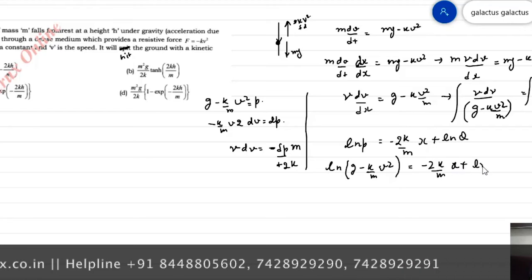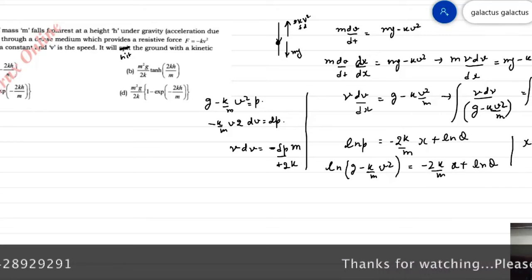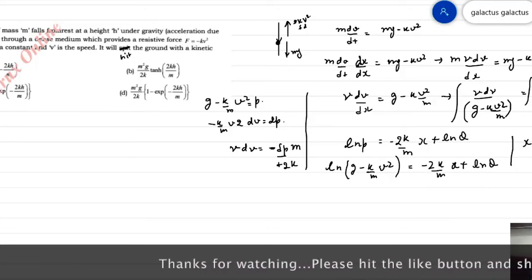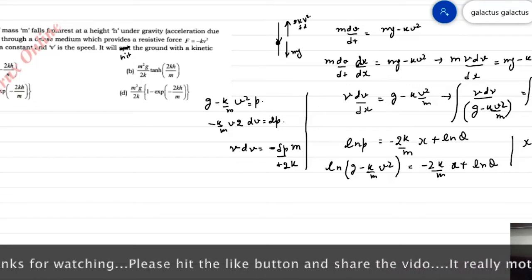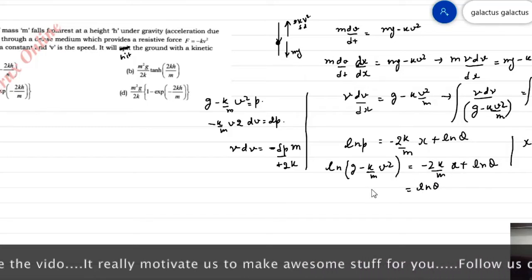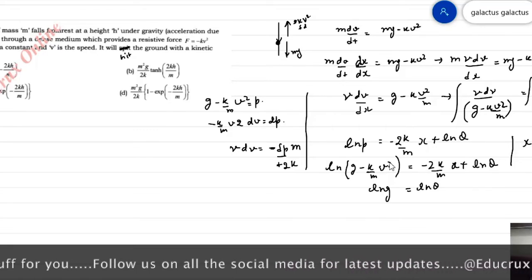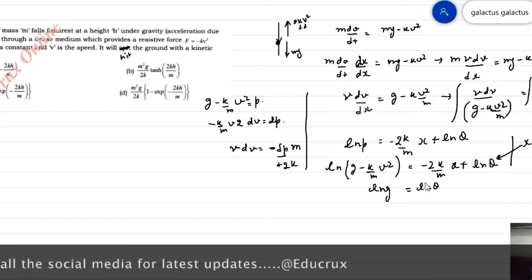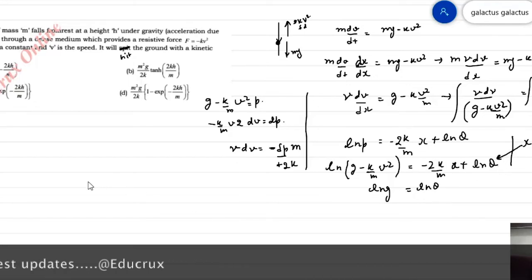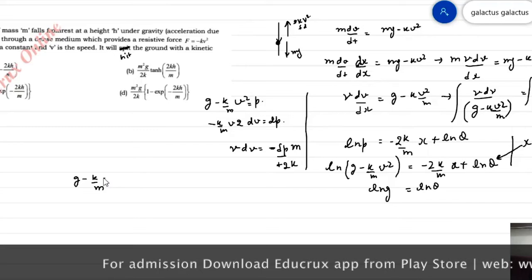So g minus k by m v square is equal to minus 2k by m x plus ln q. So if I now use the initial condition that at x is equal to 0, velocity is 0, that is at the initial point, at the height h when x is equal to 0, then velocity is 0. So my ln q will be ln g. If I substitute these values into this equation, I will get ln g is equal to ln q, and my final answer will be g minus k by m v square.